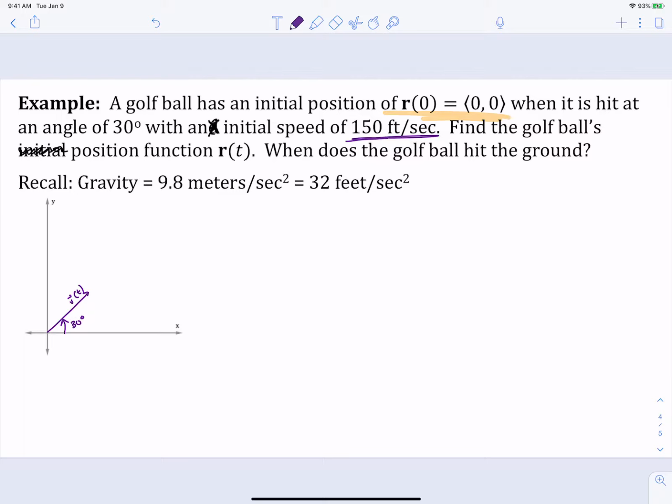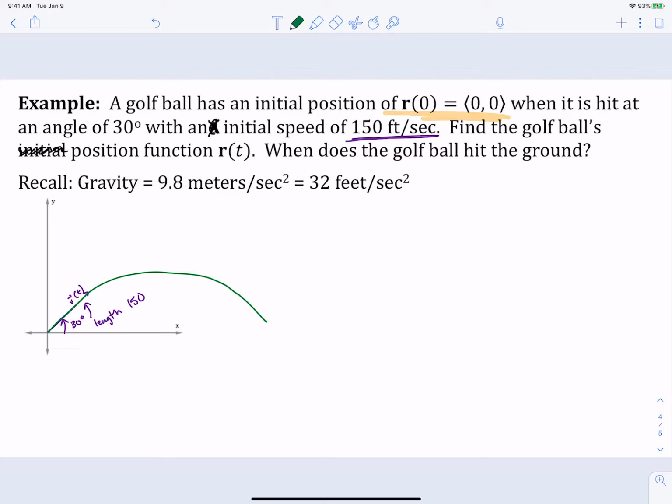And really watch your units on here, because velocity is feet per second. Our position, its units are feet. When we're talking about acceleration, that's feet per second squared. So make sure you're paying attention to your units. So our magnitude, our length here is that 150. And so we've got our golf ball going off like that, and then it's got whatever trajectory that it has. But it's going to start off with that initial trajectory that we've got with our velocity vector.